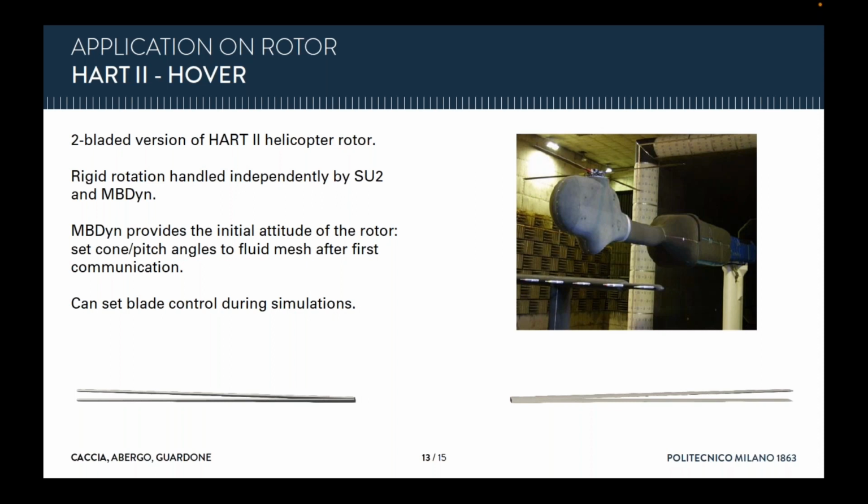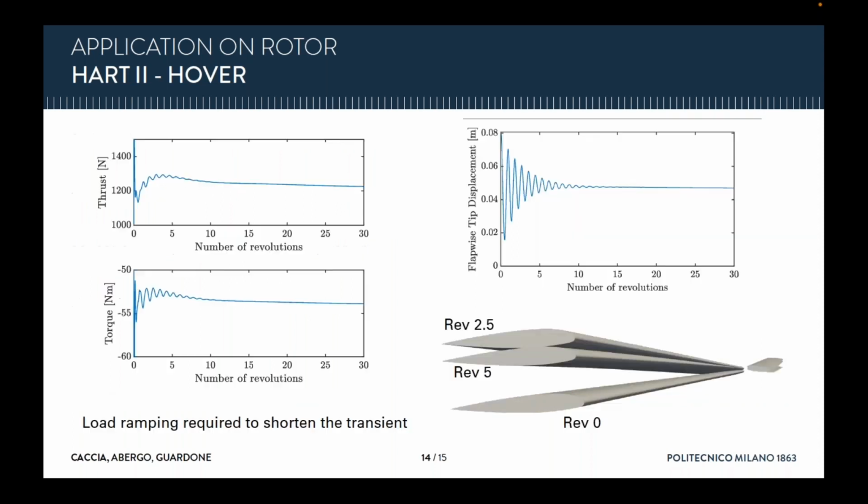In this way, we can also set the controls of the blade during a simulation, for instance, of a forward flight. Here we have the results of the simulation. In this case, I didn't use any ramping, so the loads of the very first time step of the fluid solution are transferred directly to the structural solver, and this created this very long transient. So we can see here the vertical displacement of the tip as a function of the number of revolutions, and this gets damped after about 15 revolutions.